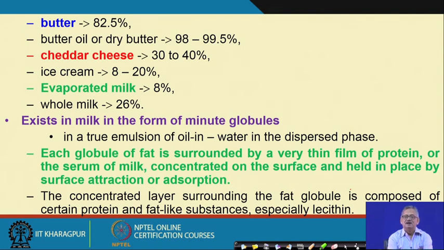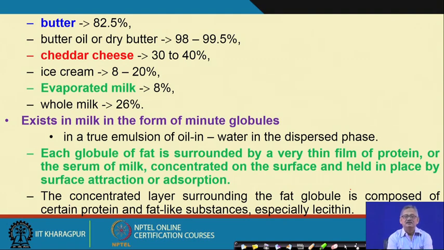By the way, by definition oil and fat may be the same, but normally from the chemistry point of view, if it is solid at room temperature then it is called fat, and if it is liquid at room temperature then it is called oil. So, the difference between fat and oil is the physical state, whether it is solid or liquid at room temperature.